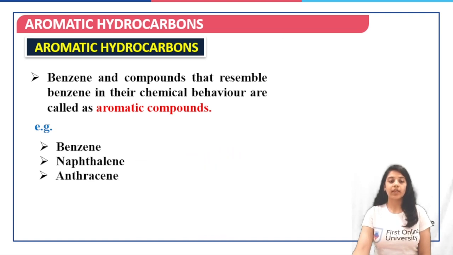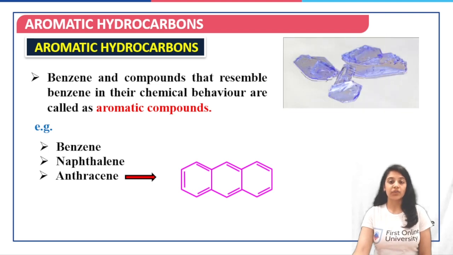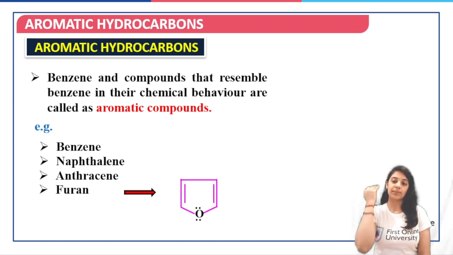The next aromatic compound that we have is anthracene, and anthracene has 3 cyclohexane rings with conjugated double bonds. If you can count, it has a total of 1, 2, 3, 4, 5, 6, 7 pi bonds, therefore a total of 14 pi electrons. Anthracene looks like this. And lastly, we have furan, which has a 5-membered ring with oxygen as heteroatom present in that 5-membered ring. Again, there are 2 double bonds present, that is a total of 4 pi electrons.